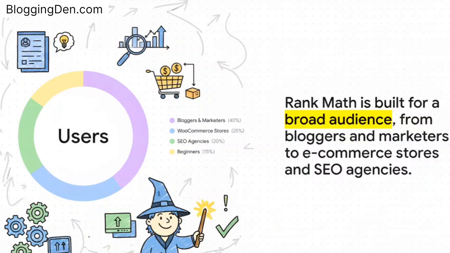If you're a blogger or a content marketer, that Content AI feature is probably going to be your best friend. For anyone running an e-commerce store, the special WooCommerce tools and product schema are an absolute game changer for getting your products seen. SEO agencies, they love it because it helps them manage a bunch of client sites from one spot. And what about beginners? Well, yeah, it has a lot of bells and whistles, but its setup wizard is actually pretty good at holding your hand and getting you through the most important stuff.